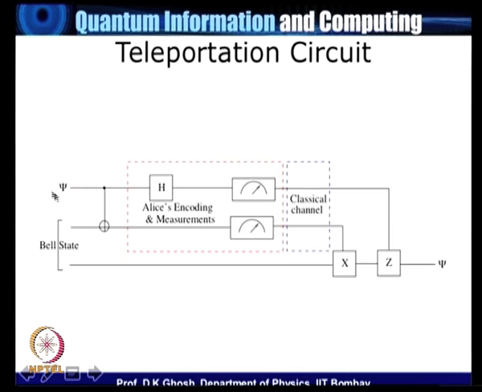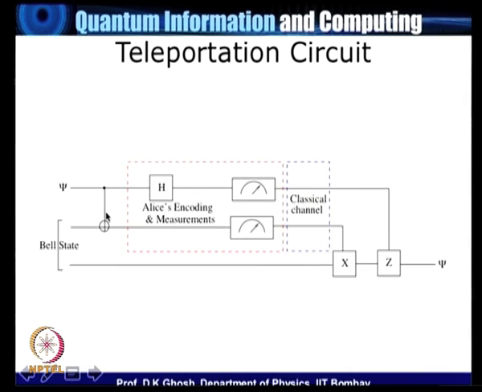So there is this state psi, which is equal to alpha 0 plus beta 1, which is with Alice. These two are an entangled Bell state, out of which the first qubit is with Alice and the second qubit is with Bob. I will call these the first, the second and the third. So what Alice does is to interact this psi with her part of the Bell state.